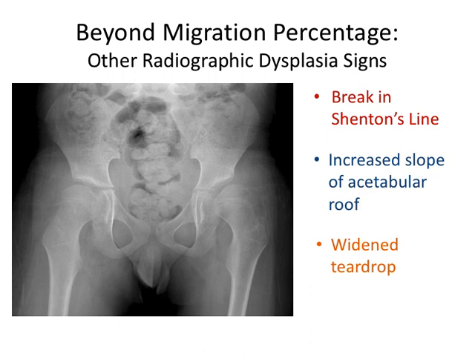Nonetheless, there are other radiographic signs that are relatively subtle that you can see on an X-ray here. The first is called Shenton's line, which is a line that we draw between the inferior aspect of the pubic ramus and the inferior aspect of the femoral head.